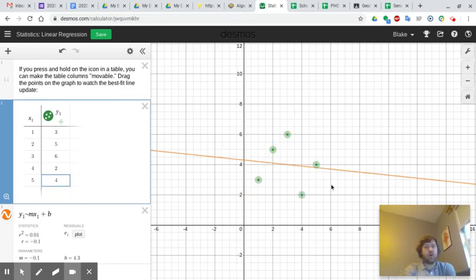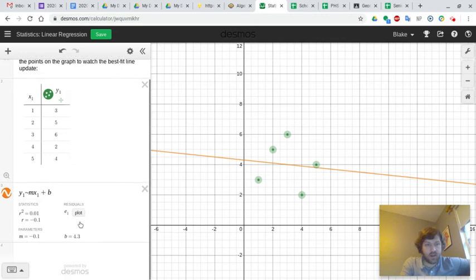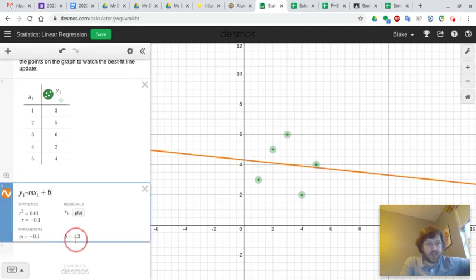Okay, so it's already done the work for us. We have our green dots, and we have this orange line running through the middle. It's the line that best fits this information. Then it gives us some statistics right here. It has R squared, R, M, and B. M and B are the slope and y-intercept of this orange line. That's the first thing we want to look at.